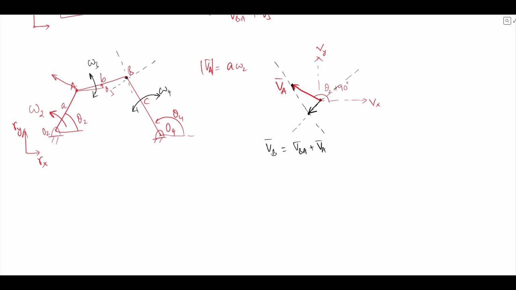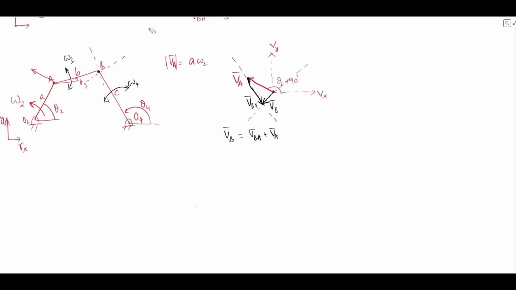So we go to A, and then in order to get to B, we have to point in this direction. So this is the second vector, which will be VB with respect to A. That completes the velocity triangle for the 4-bar mechanism. We can now obtain the unknown omega 3 and omega 4 from this triangle.